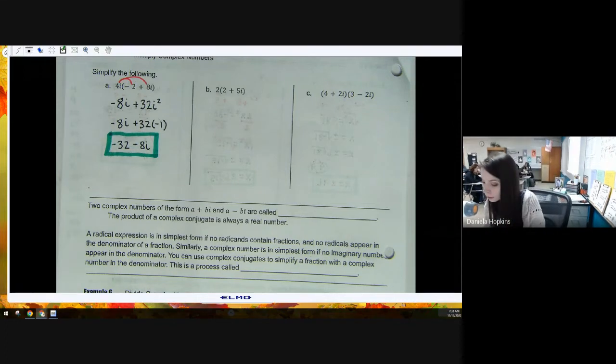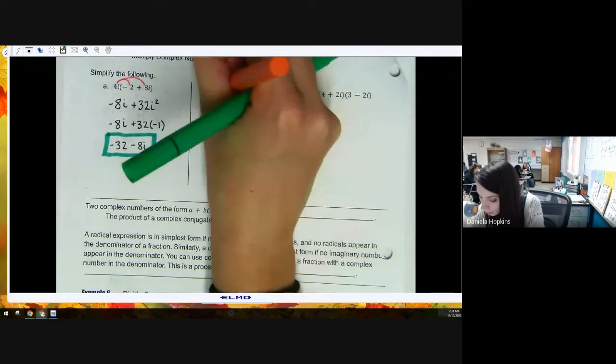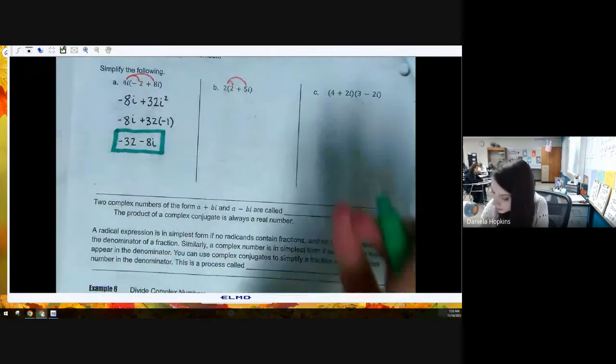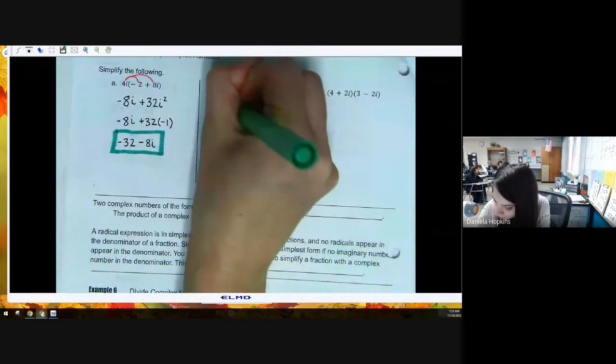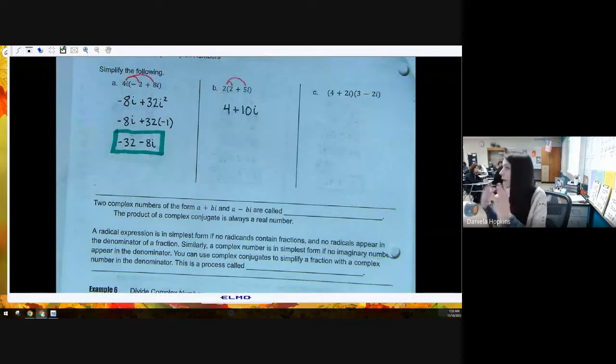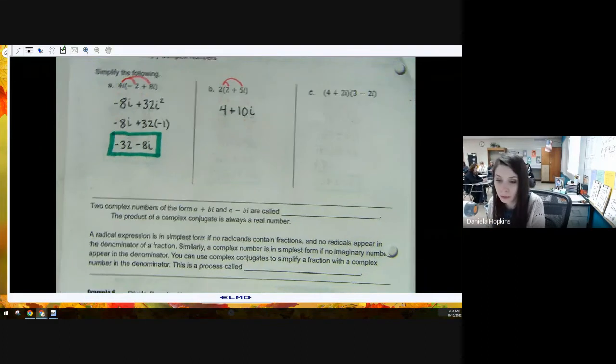Part B, I'm just distributing a normal number. So it'd be 2 times 2 is 4 plus 10i. As long as there's no i squared or i third or i fourth or i whatever, you're good. It's in the correct order. It has a real part plus the imaginary part.